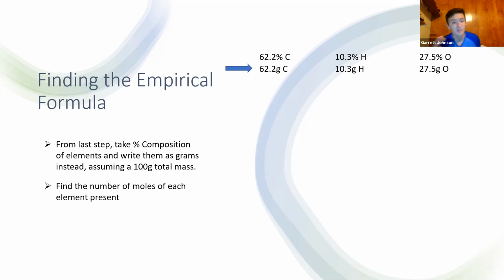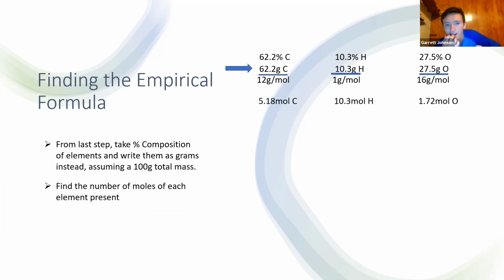Next, you need to find the number of moles of each element present. That shouldn't be too hard. All you've got to do is divide by its molecular weight. If you have 62.2 grams of carbon, you divide it by 12 grams, its molecular weight, and that's how many moles you're going to get. The grams are going to cancel, and you will just be left with moles. In this case, we have 5.18 moles of carbon, 10.3 moles of hydrogen, and 1.72 moles of oxygen.